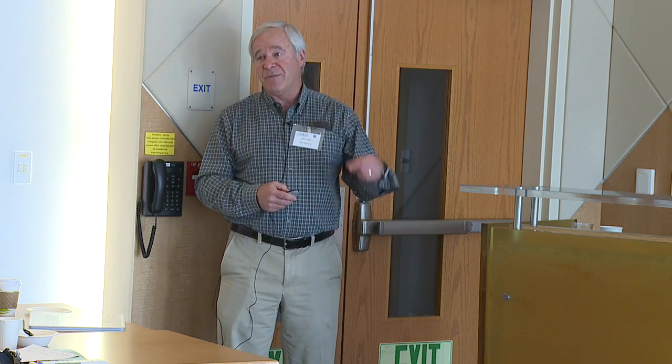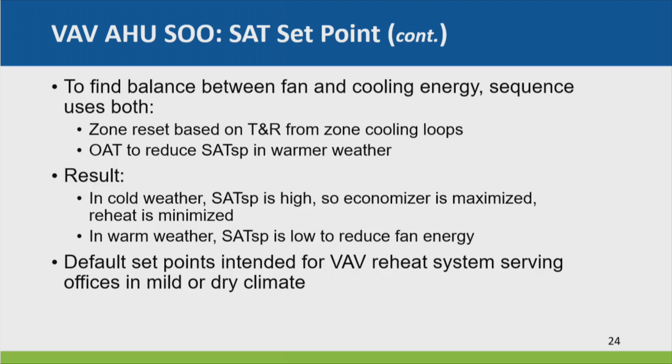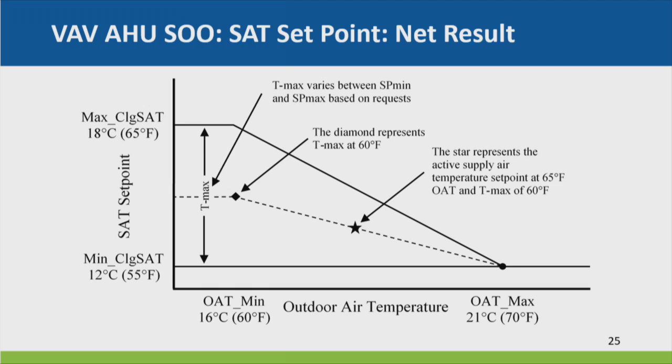So I have this logic that ends up with, in colder weather, the warmest zone taking care of it. The economizer is maximized, reheat is minimum. In warmer weather, I have cold supply air, so I minimize my fan energy. And here's what it sort of looks like in a graph. I'm doing this warmest zone Tmax calculation all the time.